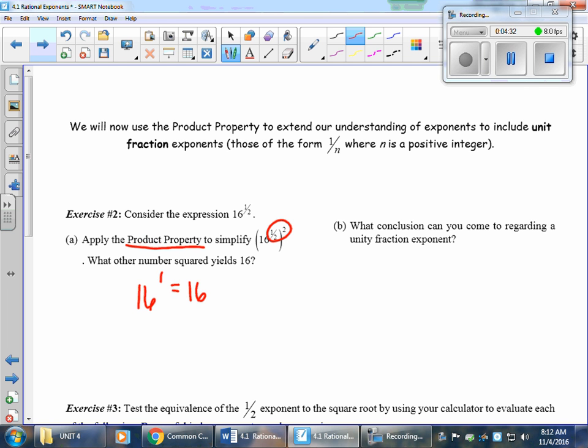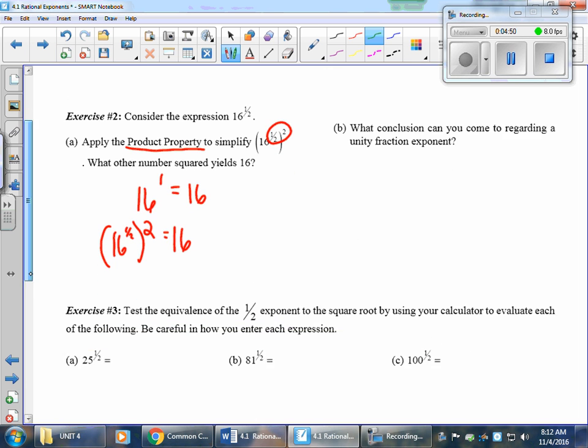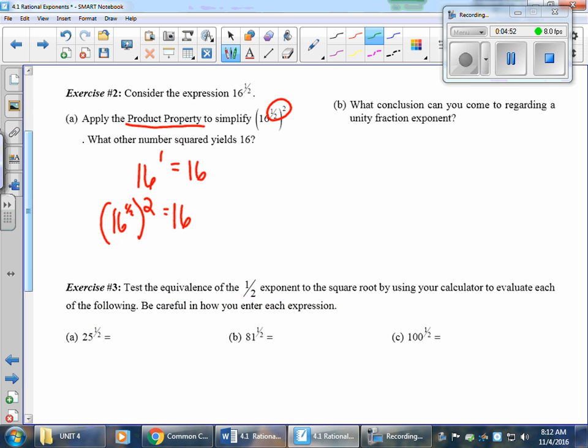And it said, what other number squared yields 16? Because remember what they're saying. They're saying 16 to the 1/2 squared is equal to 16. Well, what other number squared gives me 16? There's 2 of them, actually. Let's slide this up just a little bit. There's 2 of them, because I know that 4 squared is equal to 16, and I also know that negative 4 squared is equal to 16.